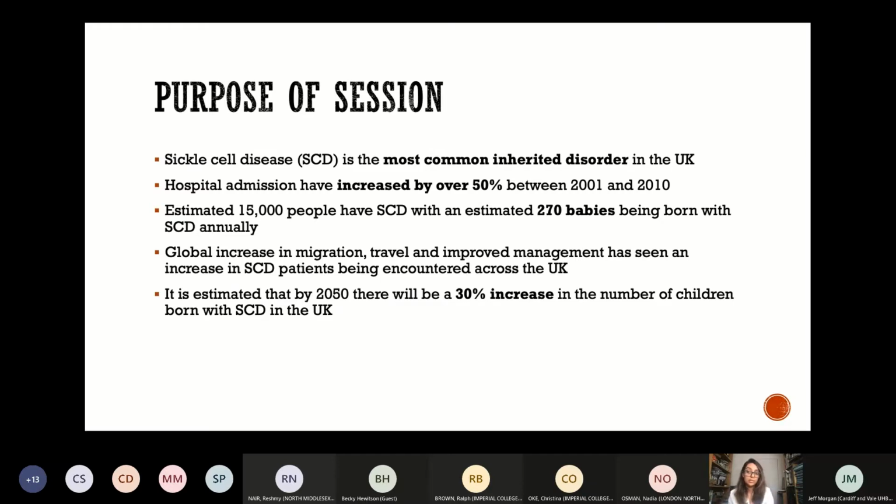But given that there's a global increase in migration and travel, and we've improved the way that we manage sickle cell as a whole, recent figures show that by 2050 there'll be an increase of maybe 30% in the number of children born with sickle cell in the UK alone. So looking at all these figures, it's essential that we recognise sickle cell complications early on, and that there is a comprehensive management pathway to reduce mortality and morbidity throughout.